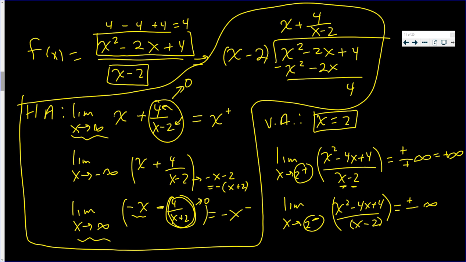And it's always good to know the y-intercept. What is f of 0? Well, if you plug in 0 in the numerator, you're just going to get 4. If you plug in 0 in the denominator, you're just going to get negative 2. So f of 0 is negative 2. That is, we're going to cross at 0, negative 2. That's the y-intercept. And we have a vertical asymptote at 2.